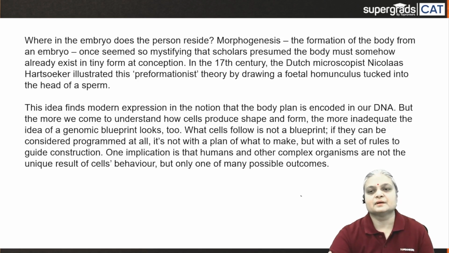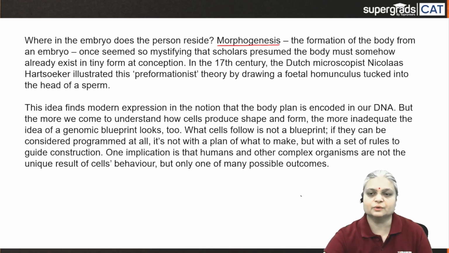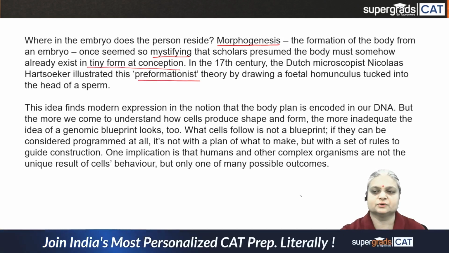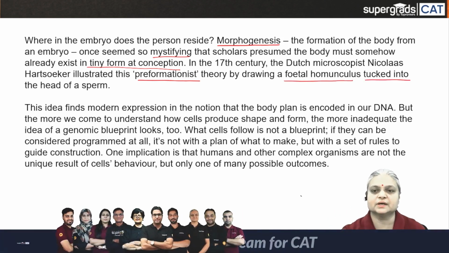Okay? Where in the embryo does the person reside? Morphogenesis. See, this is the jargon. Morphogenesis, the formation of the body from an embryo, once seemed so mystifying that the scholars presumed the body must somehow already exist in tiny form at conception. In the 17th century, the Dutch microscopist Nicolaas Hartzocker illustrated this preformationist theory by drawing a fetal homunculus tucked into the head of a sperm.